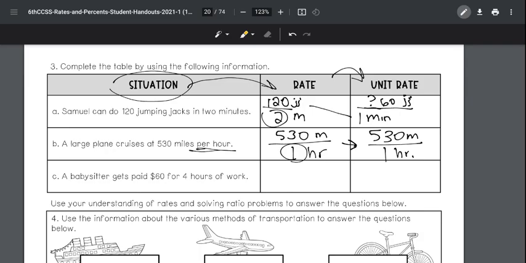All right, part C. A babysitter gets paid $60 for 4 hours of work. So I want to know, what's my unit rate going to be? So that means we need to figure out how much money this girl is going to make in 1 hour. So we're going to cross multiply and divide. 60 times 1 is 60, and we have to do 60 divided by 4. If you type 60 divided by 4 in your calculator, you get $15 per hour. $15 per 1 hour.